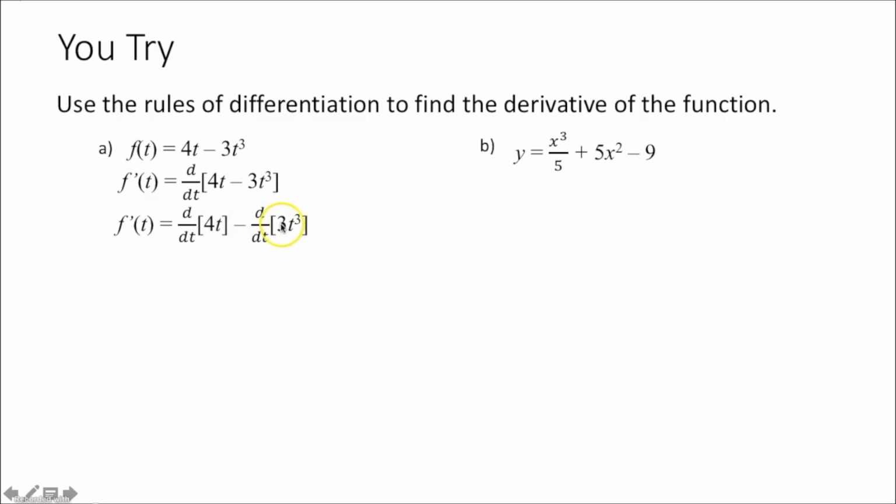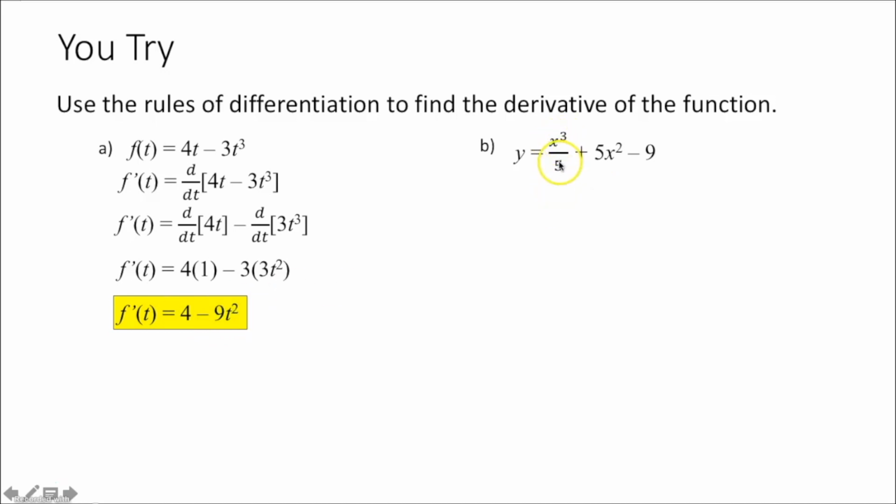Here, again, constant multiple rule, I have 3. So I'm going to take the derivative of t to the third power. That's going to be 3t squared. And then multiply it by 3. So if I were to simplify this, I end up getting f prime of t, which is my derivative, for minus 9t squared.